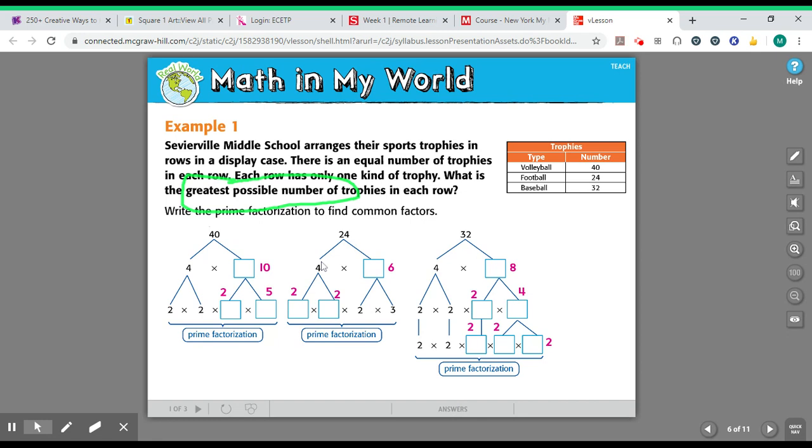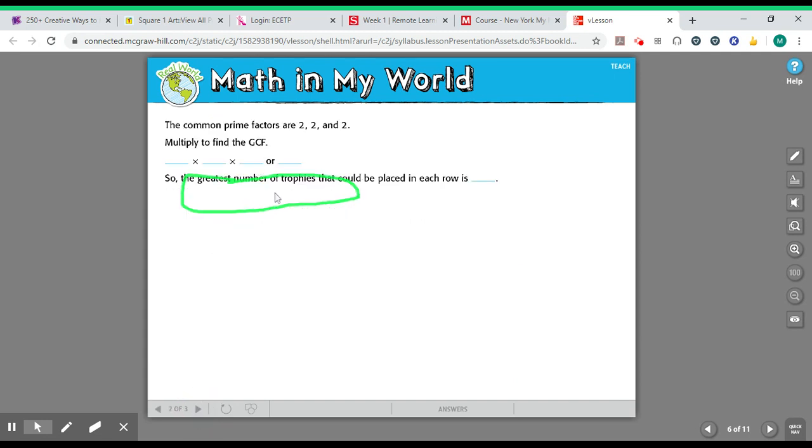And again, this one, 24, you would do 4 times 6. 4 would be broken into 2 times 2. All of these numbers at the bottom here are prime numbers. So all of these would be prime numbers. 32 is broken up into 4 and 8. Break it all the way down, and you'll notice that you'll have a whole row of 2's down here. The common factors are 2, 2, and 2.